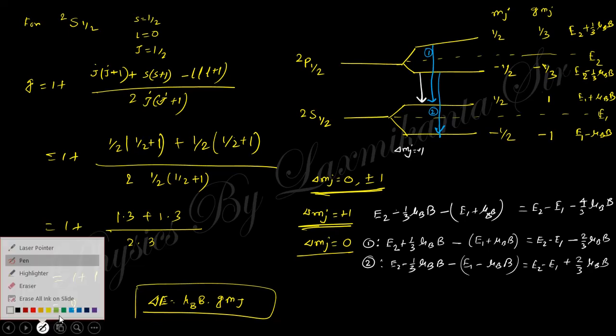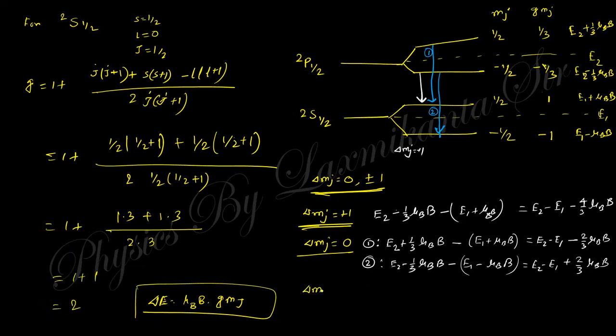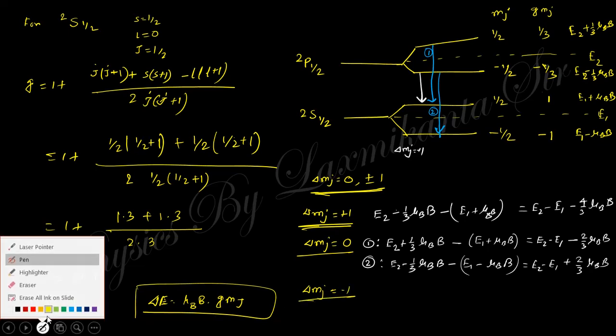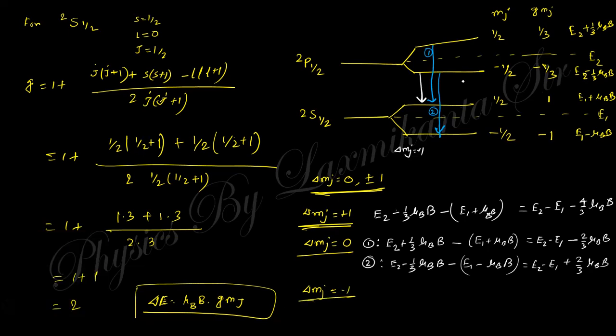And delta mj equals to minus 1. When this delta mj equals to minus 1, that is final minus initial equals to minus 1. Final minus initial gives you minus 1. So this is delta mj equals to minus 1, and this was for delta mj equals to 0. Clear? So in case of delta mj equals to minus 1, what will be the value?